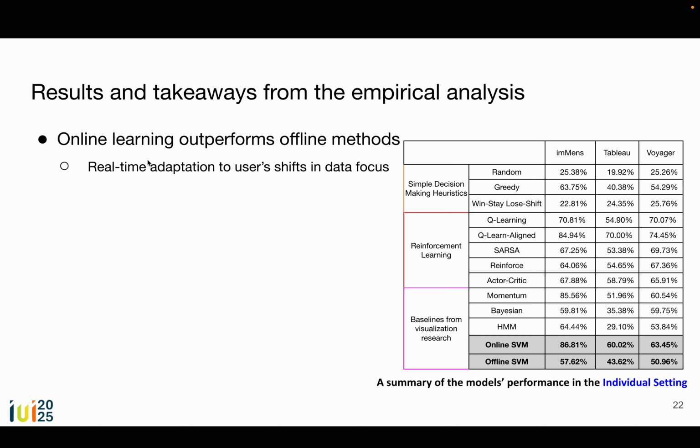Now let's see the results and some key takeaways from our empirical analysis. We find that online learning outperforms offline methods. To see this result, we can just focus on these two algorithms, online SVM and offline SVM. We can see that the accuracy of online SVM is higher in all three user studies compared to the offline method.